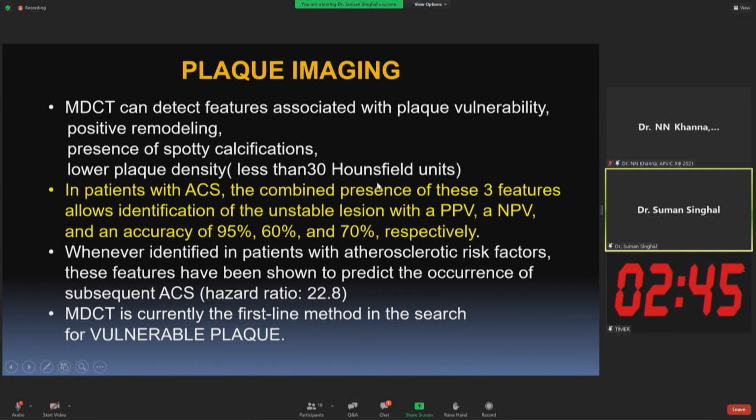So to conclude, MDCT is a really good non-invasive modality to look at plaque vulnerability with all the vulnerable plaque features. And in patients with ACS, the combined presence of these three features identifies the unstable lesion with a positive predictive value of almost 95%, negative predictive value of 60%, and an accuracy of 70%. It is currently a very important modality to diagnose vulnerable plaques.